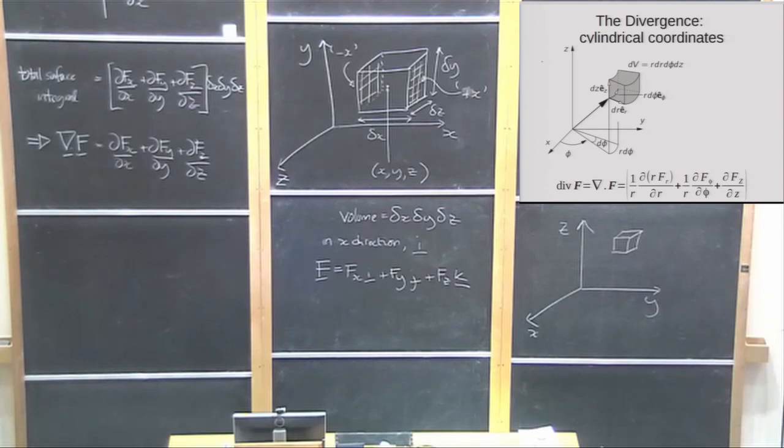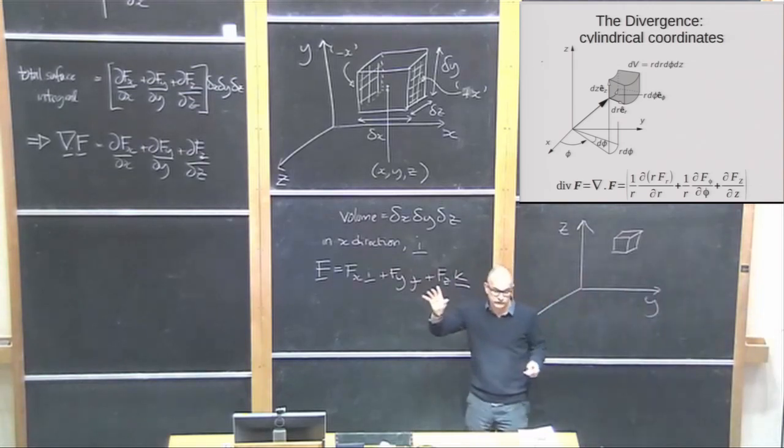And when you put the scale factors 1, r, 1 into the expression which was on the previous slide, which is in the notes but is not in the syllabus, so you don't have to memorize it, then you end up with this expression here for the divergence in cylindrical polar coordinates. You do not need to memorize this. It's just to show you the form of it.